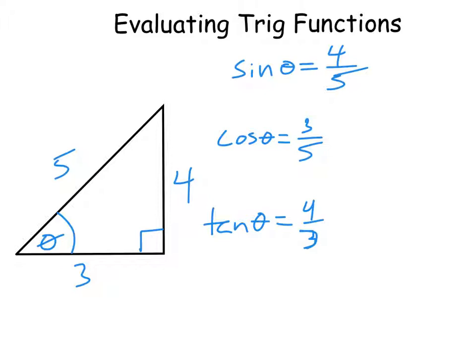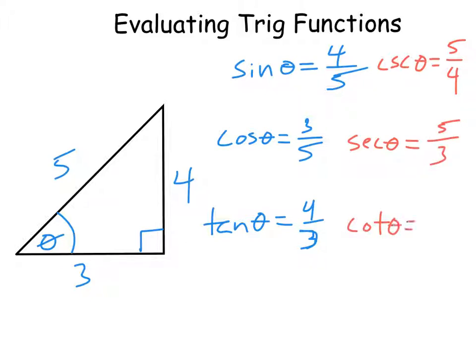And of course, don't forget about our reciprocals. That means cosecant is going to be 5/4. The secant value of that angle is going to be 5/3. And our cotangent value is going to be 3/4. Okay? So that's one approach to take to getting the values of all 6 trig functions, is to set up a diagram and to do it that way.